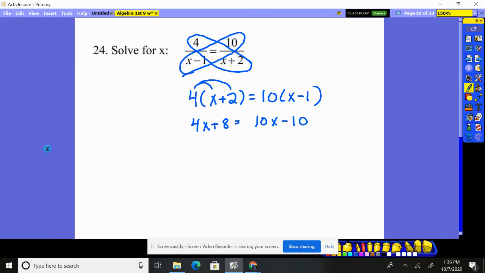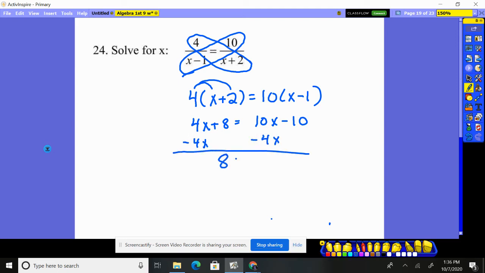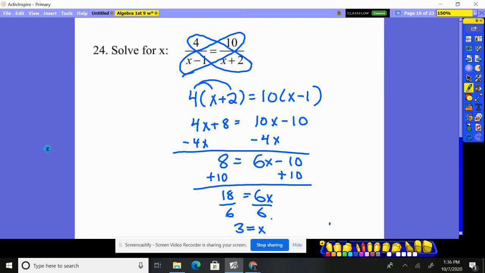Now I'm going to move my smaller variable over. So I'm going to move my 4x over. I'm going to subtract 4x from both sides. 8 is equal to 6x minus 10. I now will move the 10 over. So I get 6x equals 18. Divide by 6, divide by 6. X is equal to 3.